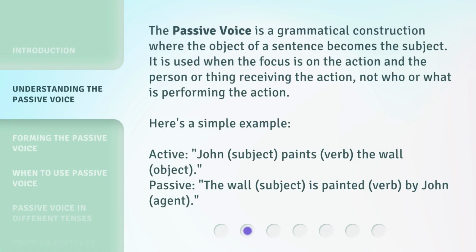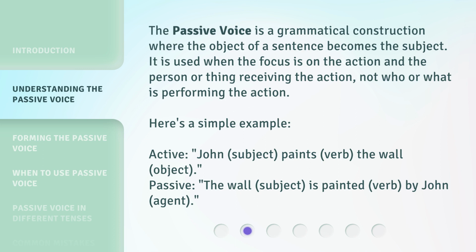The passive voice is a grammatical construction where the object of a sentence becomes the subject. It is used when the focus is on the action and the person or thing receiving the action, not who or what is performing the action.